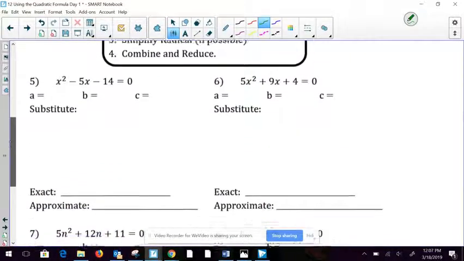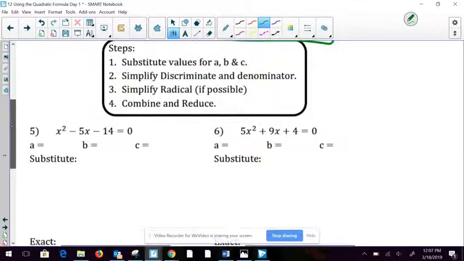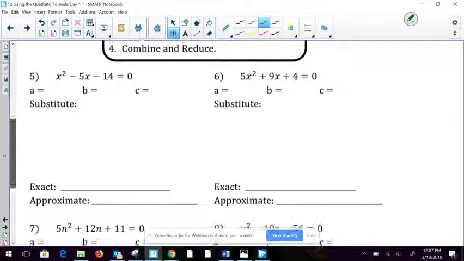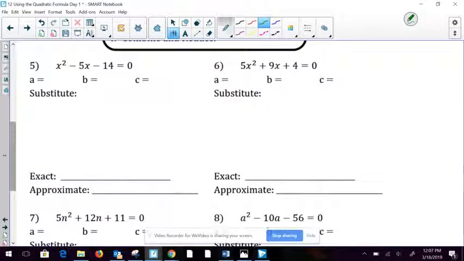So if we go ahead and look at number 5, we're going to follow these steps in order to solve it. We're going to start by substituting a, b, and c into the equation. Then we're going to simplify the discriminant and the denominator. So we're not square rooting anything else. Then we simplify our radical. And then finally, we combine and reduce. So it's a lot of steps. So I think it's easier to just go straight to it and start working.